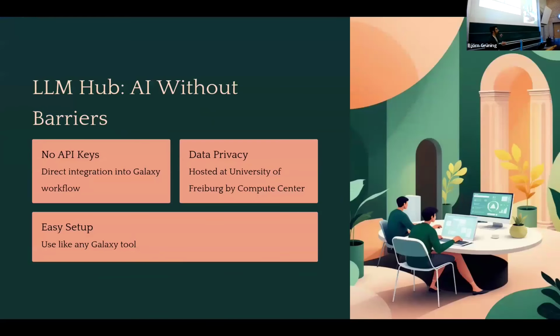LLM Hub is a tool that contains lots of open source models that are served in the University of Freiburg. They are now accessible via a light tool provided by the Compute Center of Freiburg. Before that, we had the ChatGPT tool that requires your API key to access models. But right now it's completely free. You can use it on your data, and it's really cool.